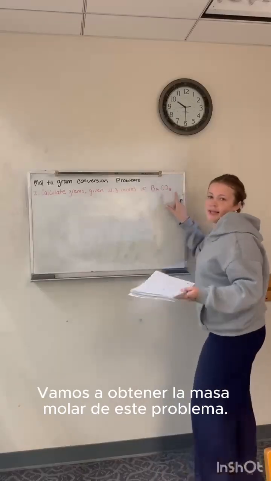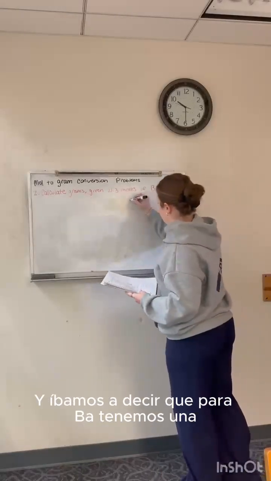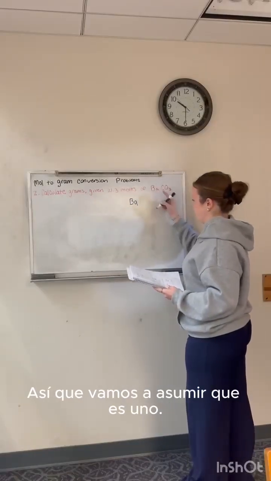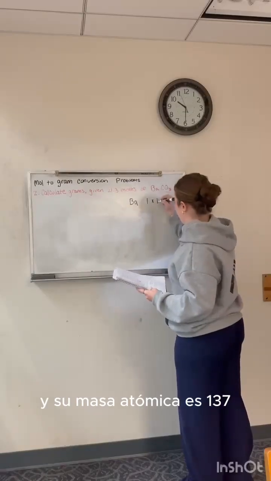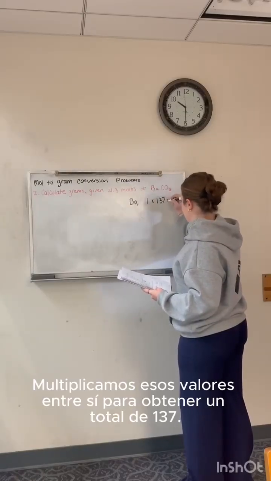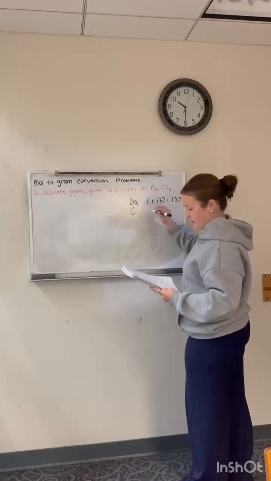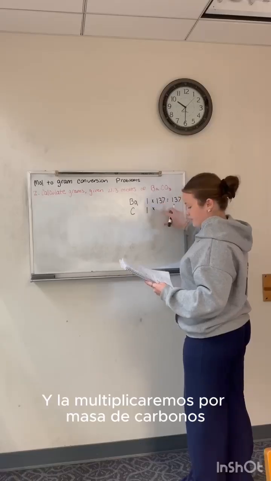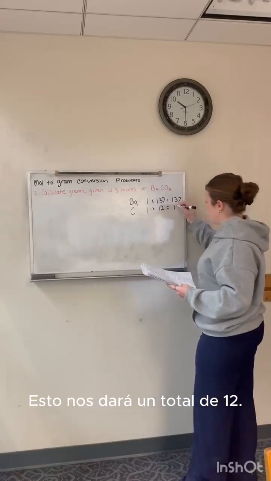BaCO3. We're going to get the molar mass of this, so we're going to use our periodic table, and we're going to say that Ba, we have 1, because there's no other number, so we're going to assume that it's 1, and its atomic mass is 137. We times those together to get us a total of 137. And we're going to go to carbon, which we're given 1 as well, and then we're going to times it by carbon's mass, which is 12. That gives us a total of 12.